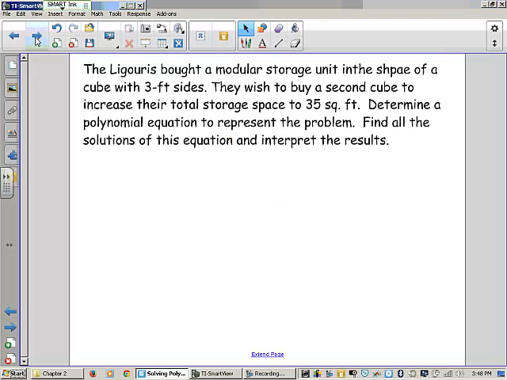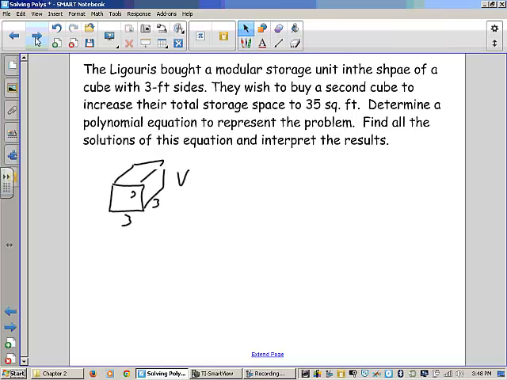And finally, a word problem. The boys bought a modular storage unit in the shape of a cube with 3-foot sides. So they bought a cube, and it's 3 by 3 by 3. So the volume of that current cube is 27 cubic feet.